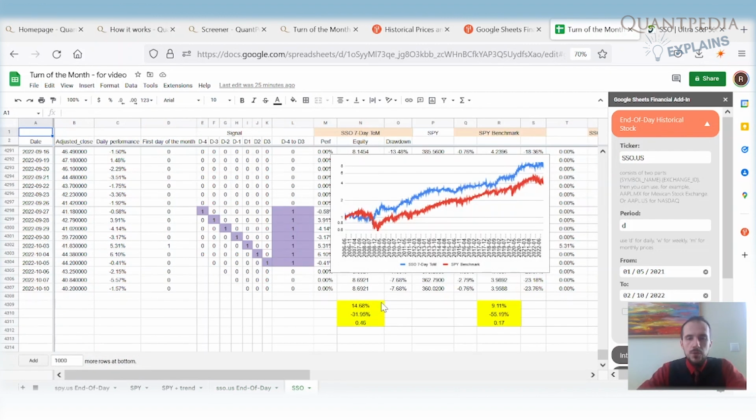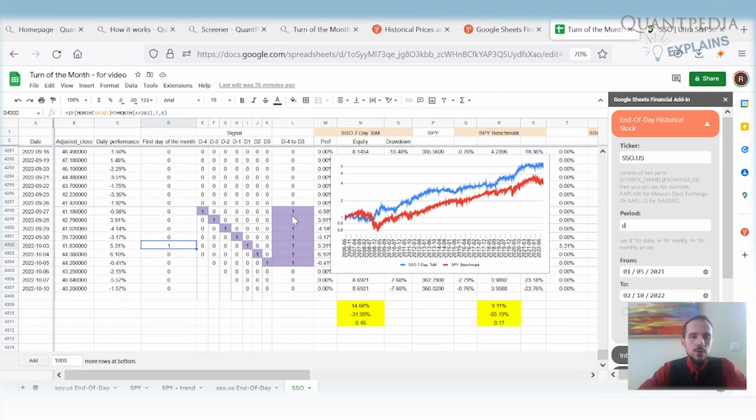So here we are, and we are trying to apply the leverage in this sheet. In this case, we copy and paste the adjusted close prices for SSO ETF into the next sheet. We calculate the daily performance, and then once again we try to identify the first day of the month. We have a formula that gives us number 1 when the current month is different from the previous month. So it means that we know we need to hold the underlying ETF because it's the first day of the month. We will check the signals for the period D-4 until D+3, so the last 4 days of the month and the first 3 days of the month.